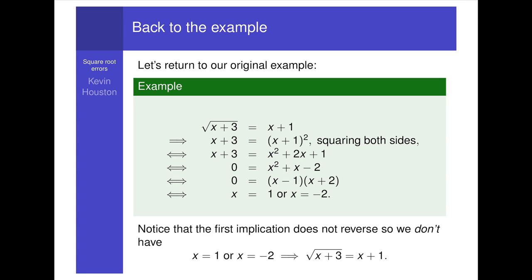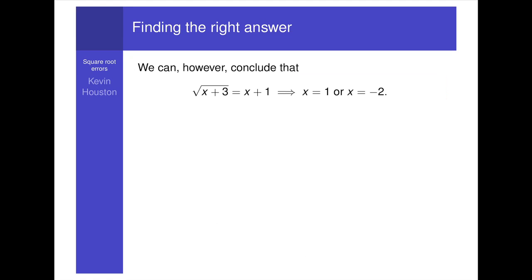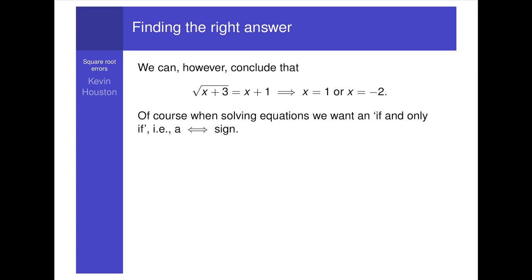Note that the first implication does not reverse, so we don't have x equals 1 or x equals minus 2 implies that the equation is true. However, we can conclude that the equation is true implies that x equals 1 or x equals minus 2. Of course, when solving equations, we want an if and only if sign.